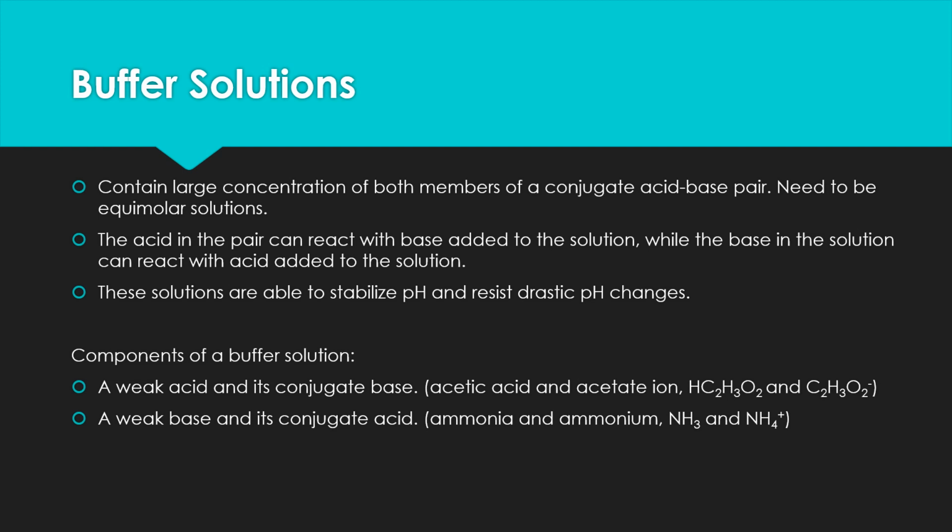So we want to look for a weak acid and its conjugate base, or a weak base and its conjugate acid. A lot of times with the weak acid, it will be some sort of "ic" acid and an "ate" ion. So acetic acid and acetate ion, or chloric acid and chlorate ion, that sort of thing.